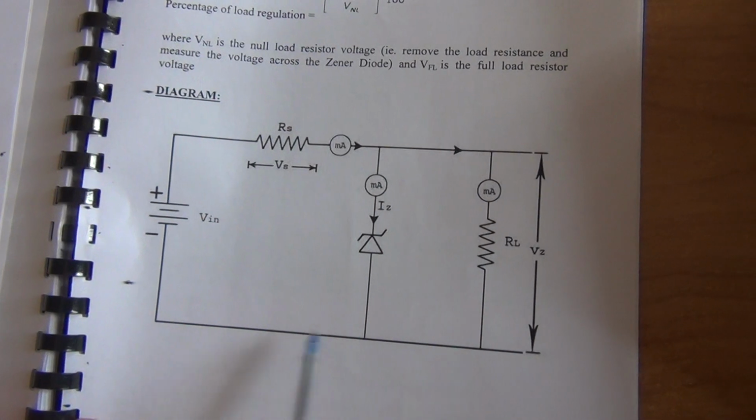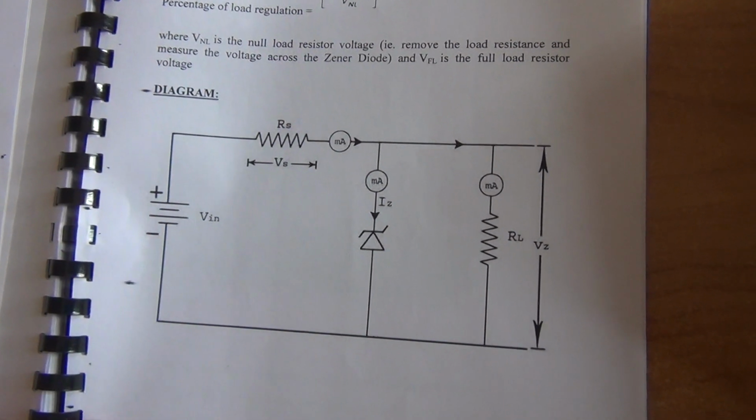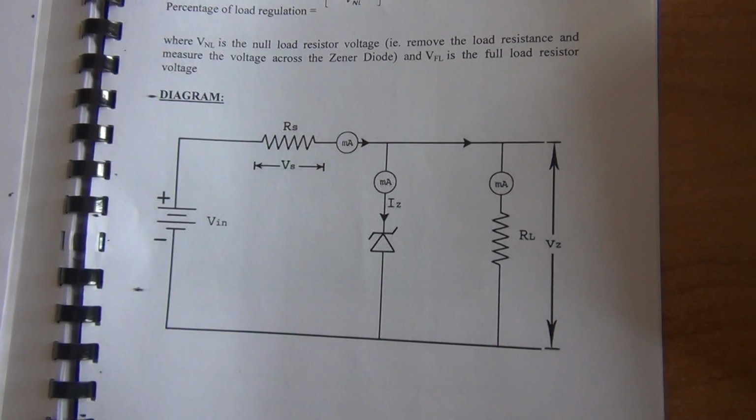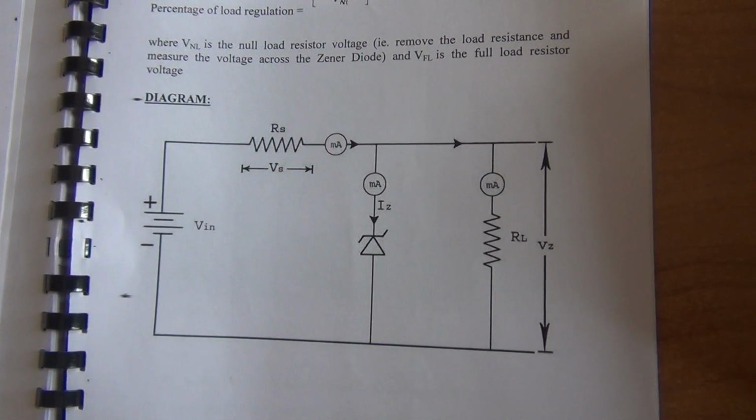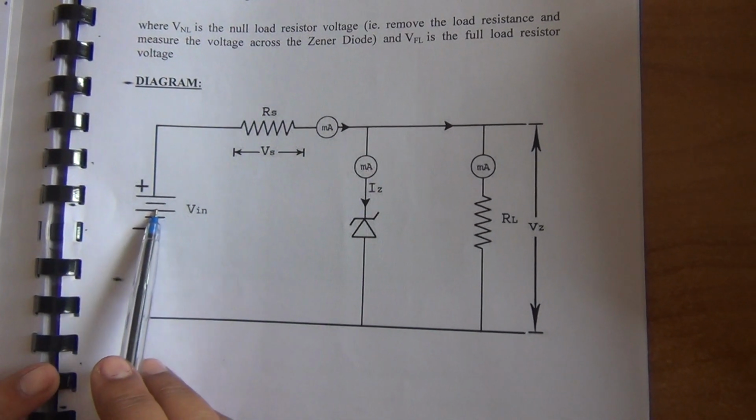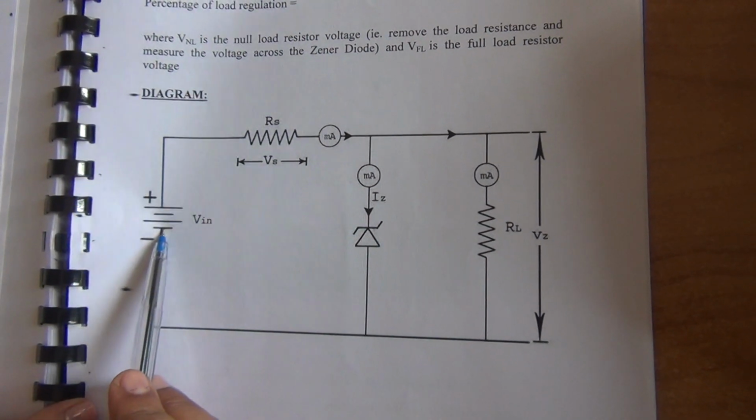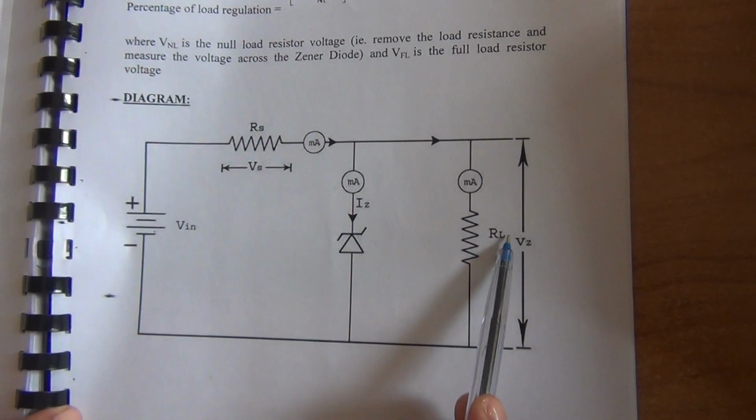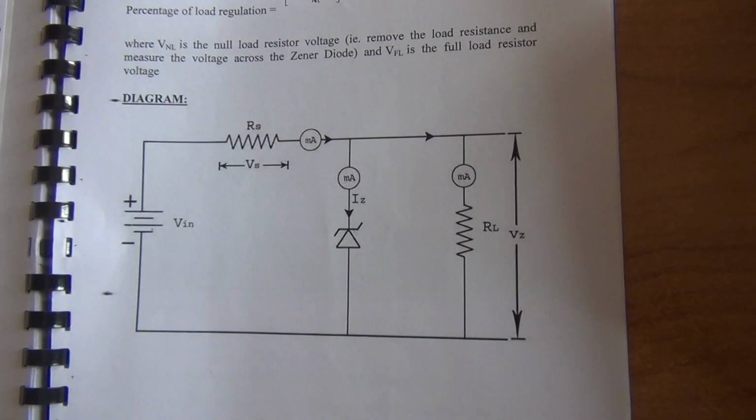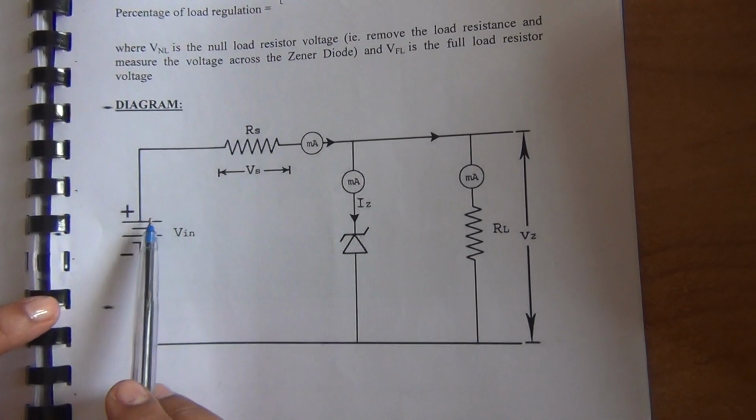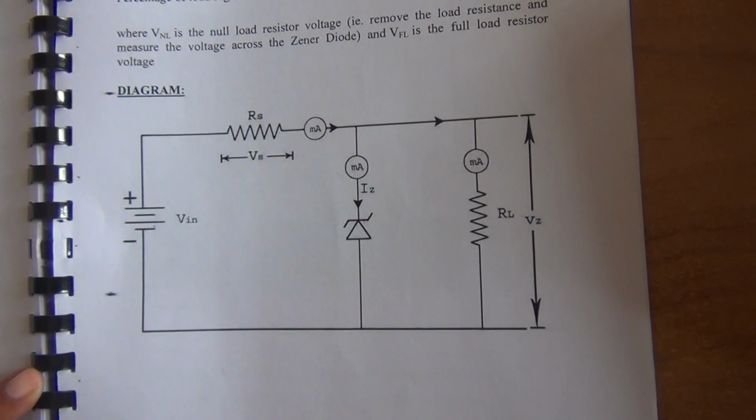In this diagram you can see this is the input voltage. Input voltage means any voltage which contains ripples. That means this voltage is fluctuating in nature. So what is the function of Zener? Zener will regulate this fluctuating voltage, and at the output it will provide constant or stable DC voltage. So this is the input voltage which we want to regulate.